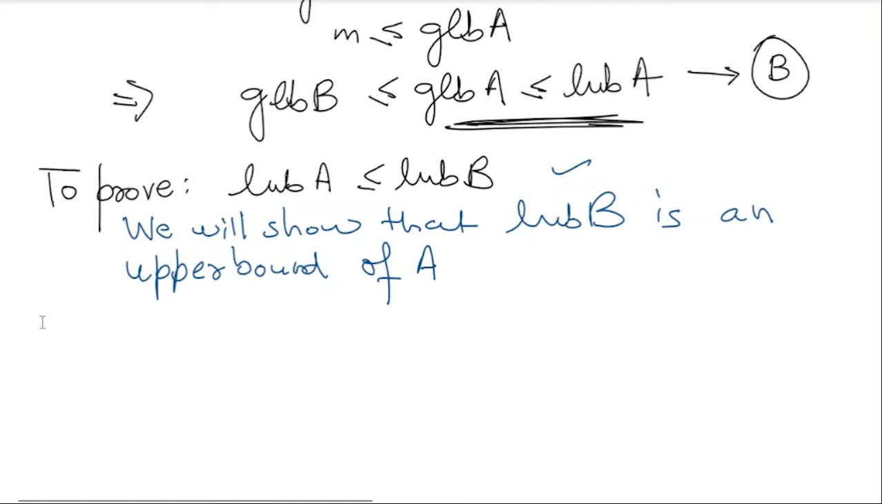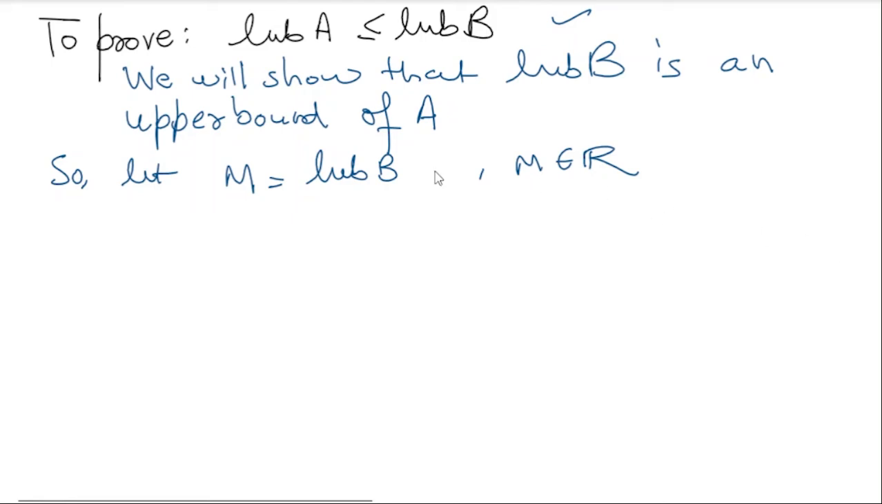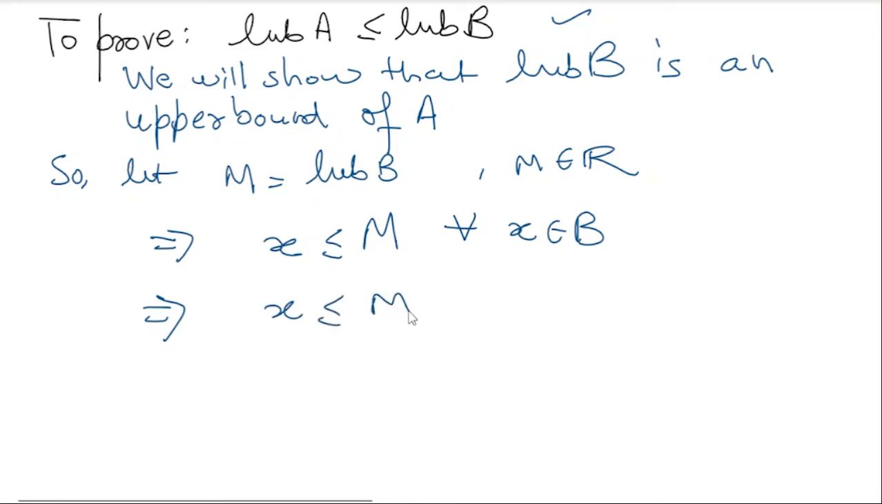Fine. So again I assume capital M is the least upper bound of the set B, where this M is some real number. If capital M is the least upper bound for the set B, then by definition this implies x is less than or equal to M for every x coming from the set B. Therefore, in particular, because A is a subset of B, this should also hold for every element of the set A.